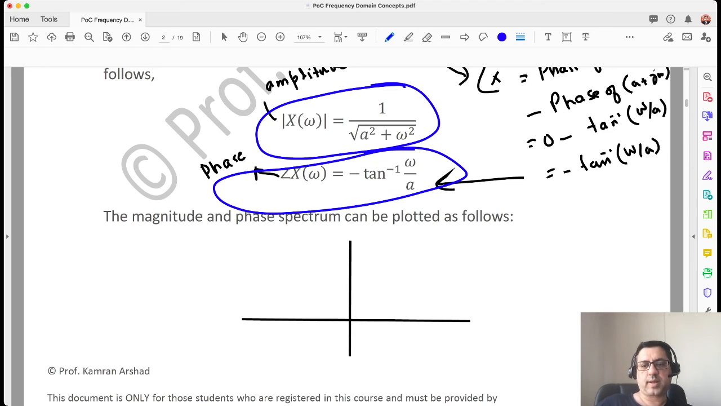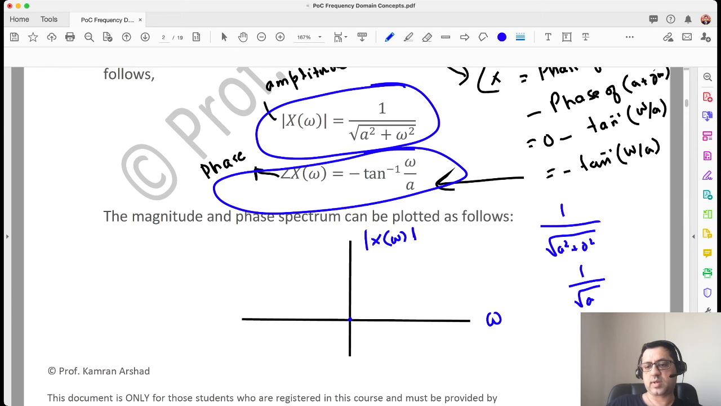So this is your omega, and what we have to do is plot the amplitude of x of omega, right? Now the easiest way to plot this x of omega is, think like this: 1 over square root of a square plus omega square. When omega is 0, what will happen? So omega is 0 means at this point what will be the amplitude? When omega is 0, it is 1 over square root of a square plus 0 square, which means 1 over square root of a square, which means 1 over a. So at 0 it is 1 over a.